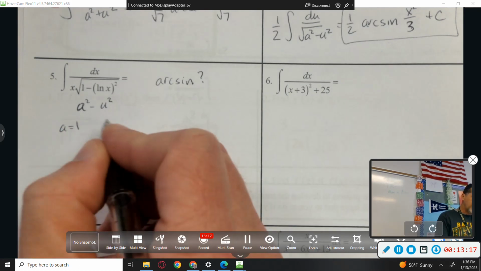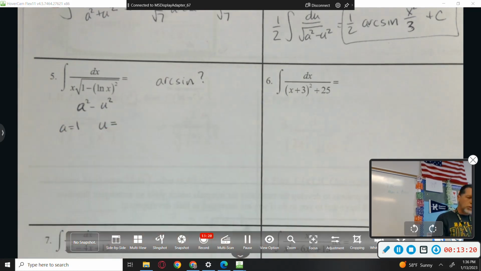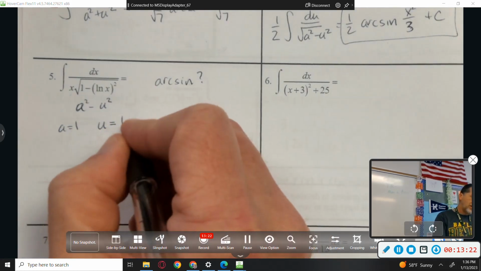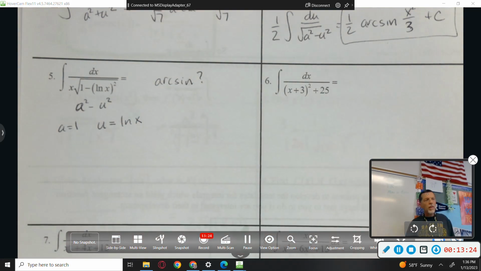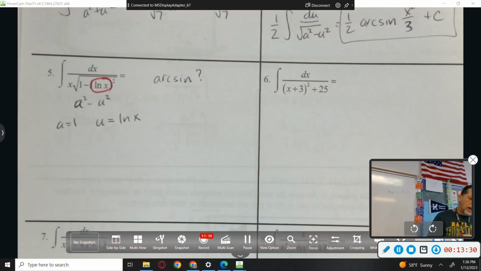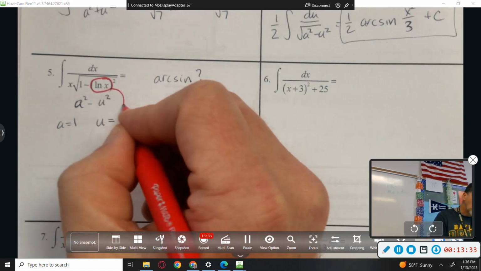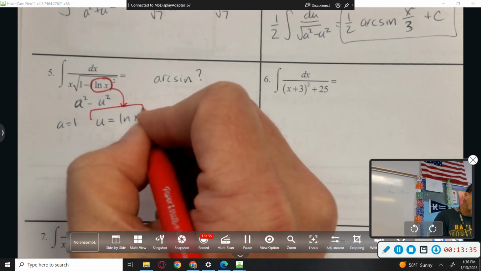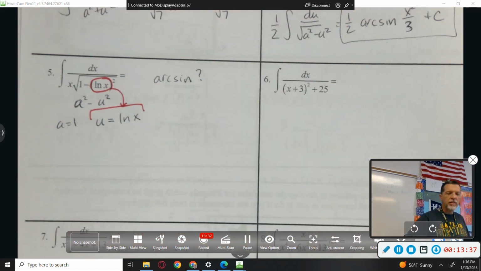A is 1, that's easy. U is natural log. By the way, if you ever see natural log inside of an integrand somewhere, you're almost always, stick the almost in there to protect myself, but almost always going to let u be something with the natural log, because we don't have an antiderivative of natural log, so we let u be something with the natural log and hope that it works.